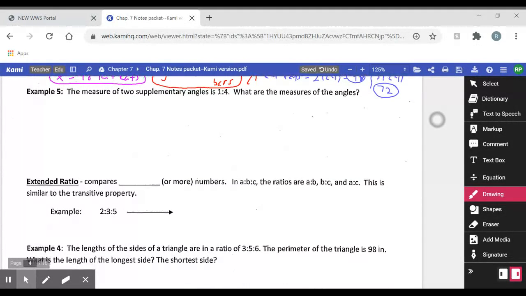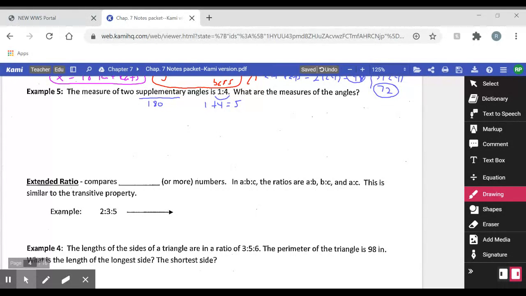All right, if we look at the next one, example 5, it says the measure of two supplementary angles is 1 to 4. What are the measures of the angles? So again, same type of thing. We can set up a proportion. If you think about it, the 1 plus 4 gives you a total of 5. Think about what the word supplementary means. Hopefully you're thinking that's two angles that add up to 180.